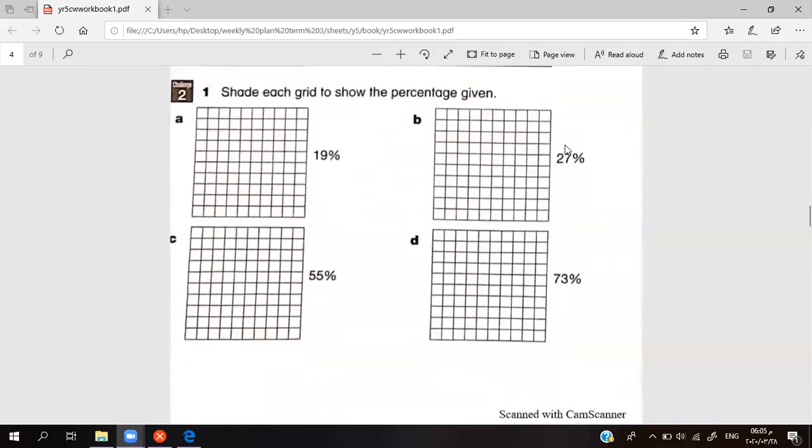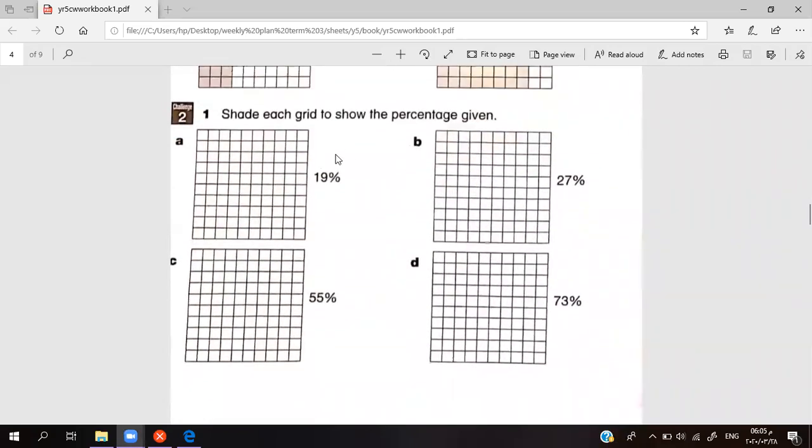Let's see here. Here it is asking you to shade each grid. What does 19% mean? Didn't we agree that percentage is a fraction over 100? It's telling you to color 19 of the 100. So of course it's very difficult for me to color. Okay.